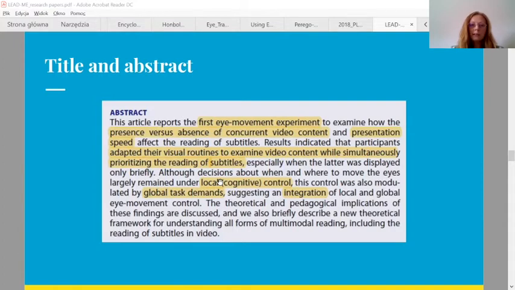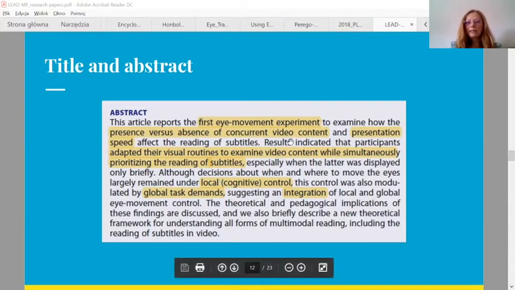So, and then they say theoretical and pedagogical implications are discussed, and we also briefly described, well, I don't know, I would probably phrase it differently. I wouldn't say that. The most important part of this sentence is that they have a new framework, right? So I would say that based on these results, we present a new theoretical framework for multimodal reading, which is kind of cool. So the study looks very interesting, but it is a little bit enigmatic based on the abstract.